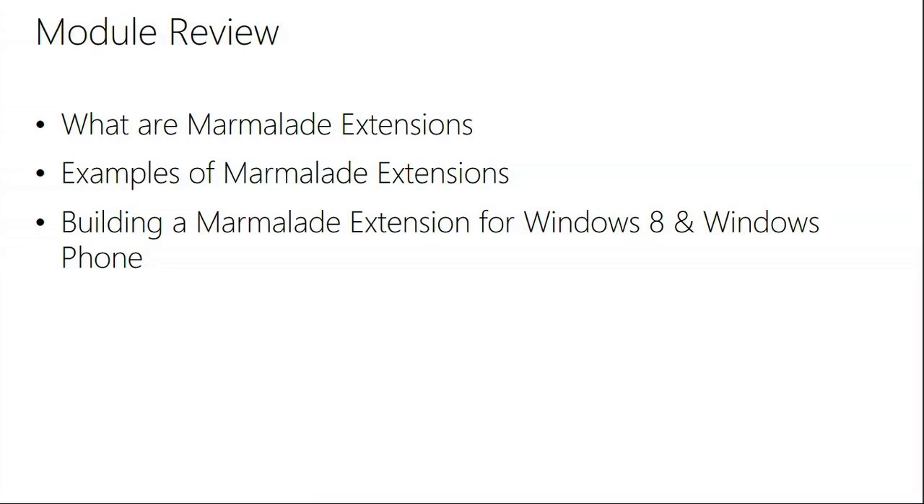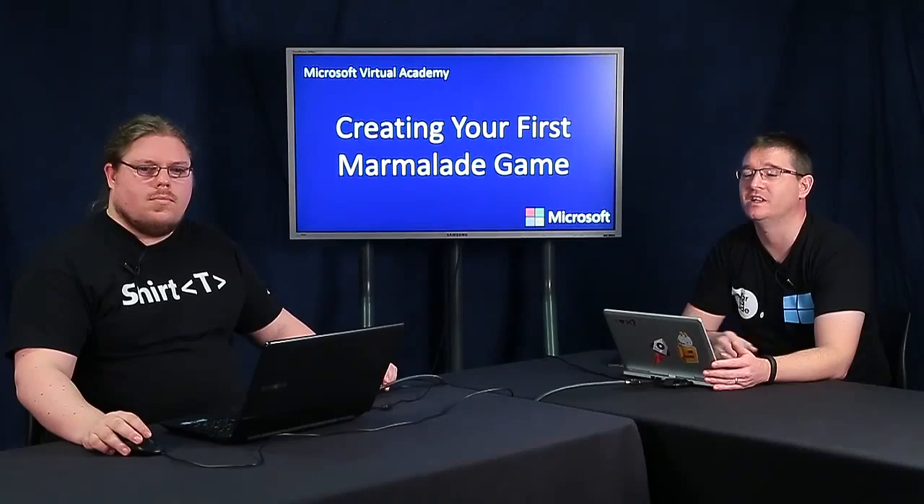So we just saw a demo there from James on building a Marmalade extension. So that's the end of the module. So what did we do in this module? We talked about what Marmalade extensions are. We showed you an example of Marmalade extensions, and then we showed you how to build a Marmalade extension for Windows 8 and Windows Phone. So a very simple process, and we hope you enjoyed this module and you'll join us for the final module in a while. Thank you.